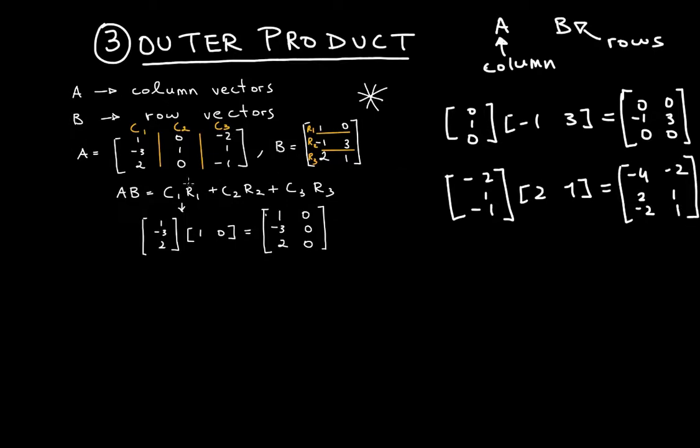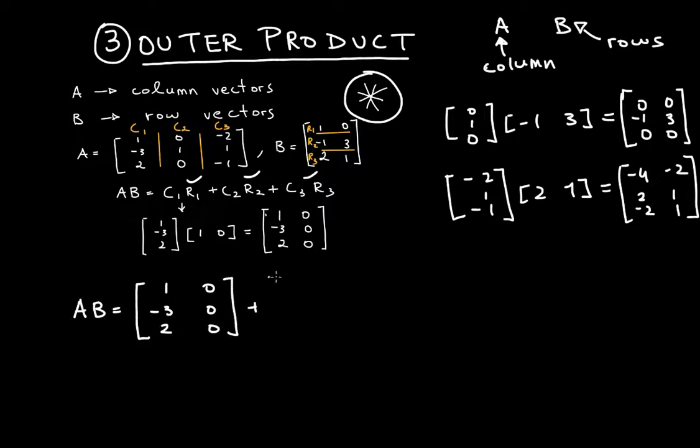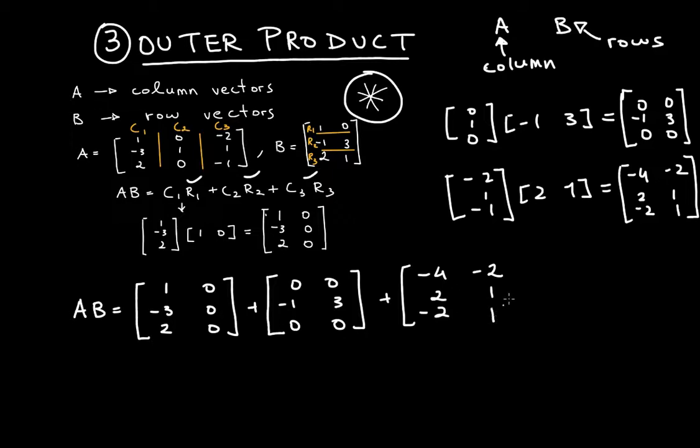Now, once you have all of these terms, again following the steps outlined by matrix multiplication, you want to add them. So AB would be equal to this plus that plus that. It would be 1, 0, negative 3, 0, 2, 0, plus 0, 0, negative 1, 3, 0, 0, plus negative 4, negative 2, 2, 1, negative 2, 1. Now you just add them up.